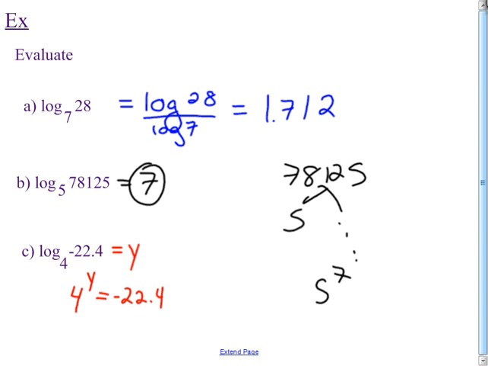Nothing. It is not possible to have a positive base and get a negative answer out. That is why we have no solution here. So be careful of those negatives, because since that base was positive, I can't take a positive number and multiply it by itself a bunch of times and get a negative number out. Okay, so that's using your change of base process.